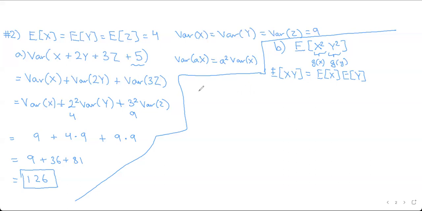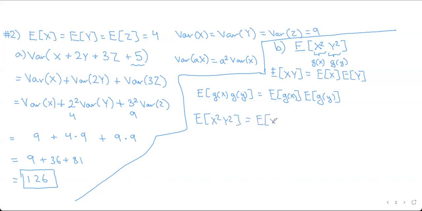So we can extend this further by saying the expectance of g of x times g of y is simply the expectance of g of x times expectance of g of y. Basically, what I'm saying here is you can take each component and just multiply their expectances together. So the expectance of x squared times y squared is simply the expectance of x squared times the expectance of y squared. Okay. I just wanted you to see how we got there.